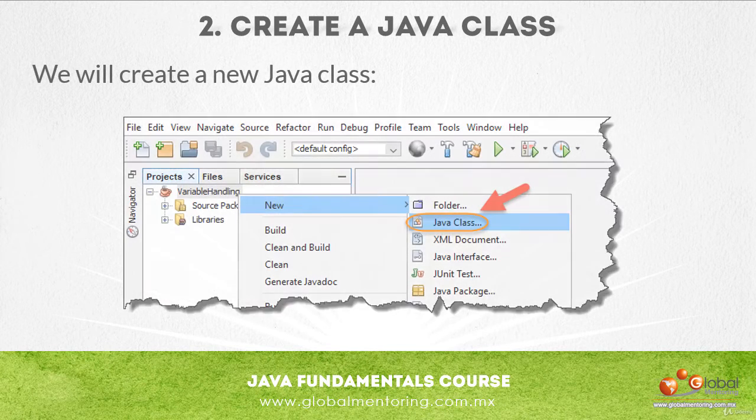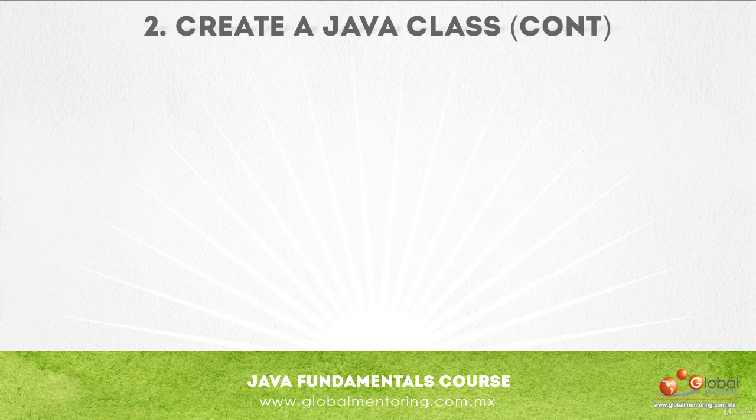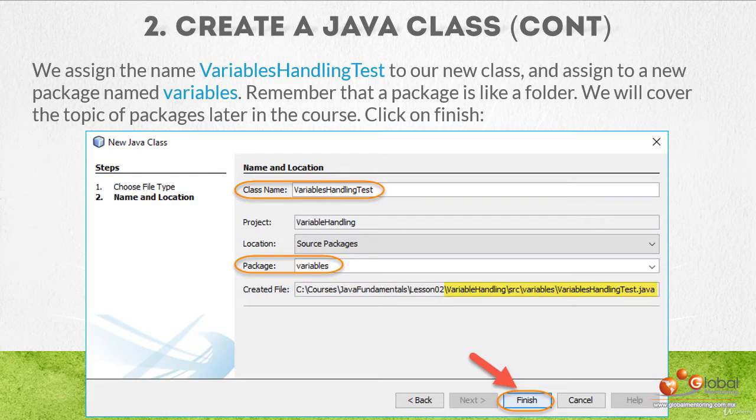Create a new Java class. Over the name of the project, right-click, select New, and after that, select Java class. We assign the name Variables Handling Test to our new class and assign a new package name, Variables. Remember that a package is like a folder. We will cover the topic of packages later in the course, and click on Finish.